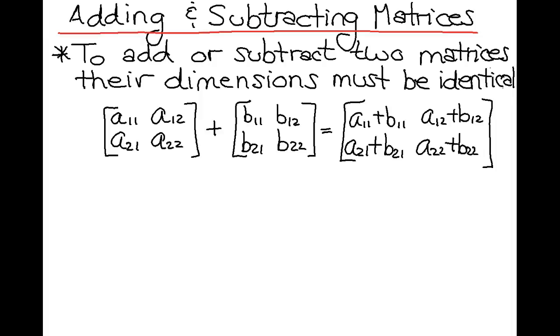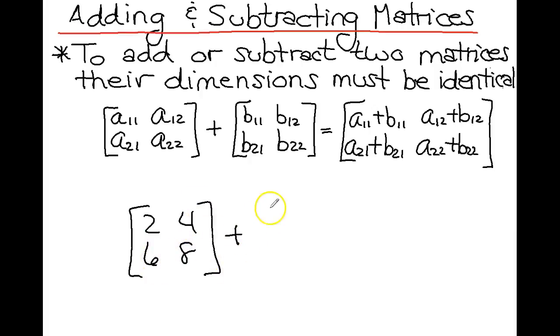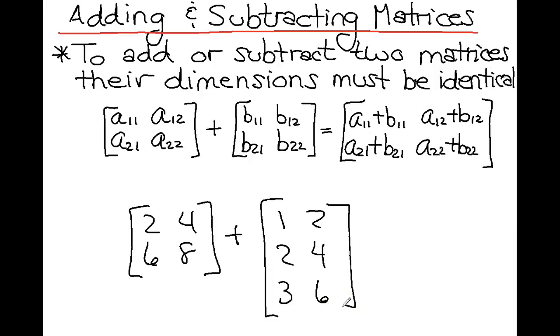In this video, we're going to talk about how to add and subtract matrices. In order to add or subtract two matrices, their dimensions must be identical. So for instance, you could not add or subtract this matrix right here and this matrix right here because their dimensions are not identical.